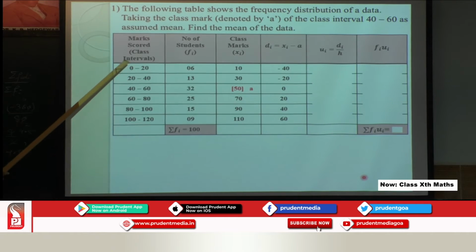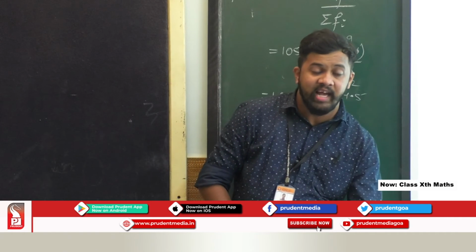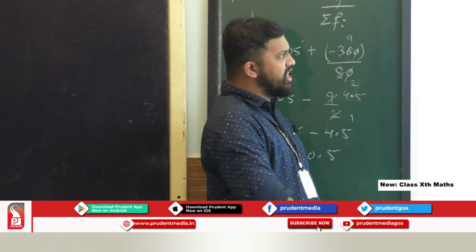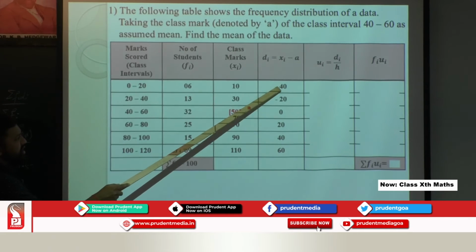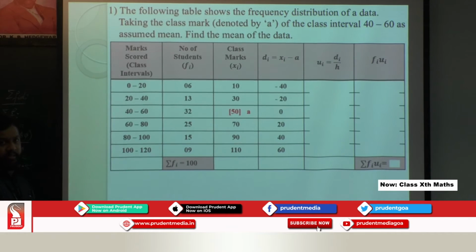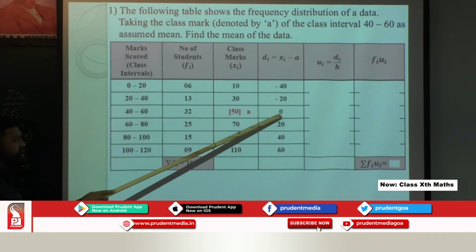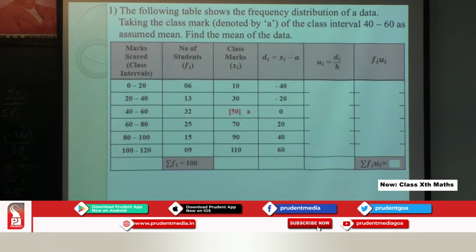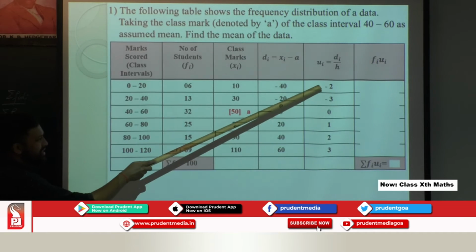Subtract upper limit minus lower limit. For any of the class intervals you can subtract and check. The difference is 20, so 20 is the class size. Divide each number by 20 now. Minus 40 divided by 20, what is the answer? Yes, correct, minus 2. Minus 20 divided by 20 is minus 1. 0 divided by any number is 0. 20 divided by 20 is 1. 40 divided by 20 is 2. And 60 divided by 20 is 3. So your ui column is done.